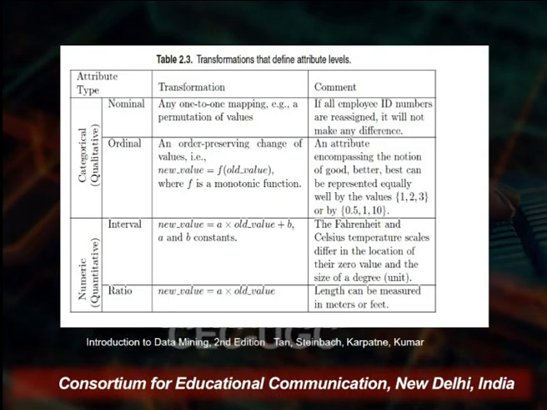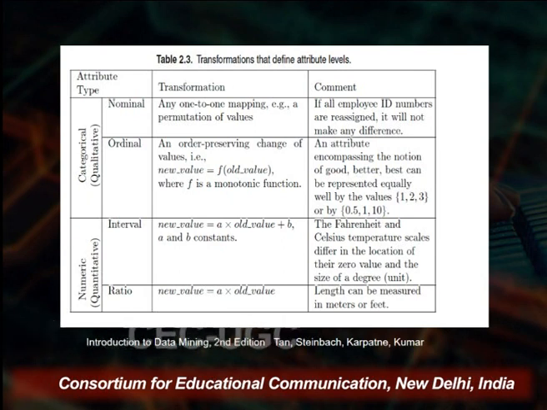So the first type of attribute that we see are the nominal attributes. So we understand that these are qualitative attributes and they only allow the equal to or not equal to operation. That is, they will only tell us whether the two values are equal or they are not equal. So in this case, a one-to-one mapping, right, that kind of transformation can be allowed.